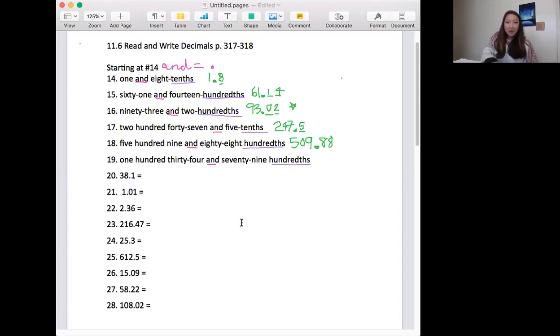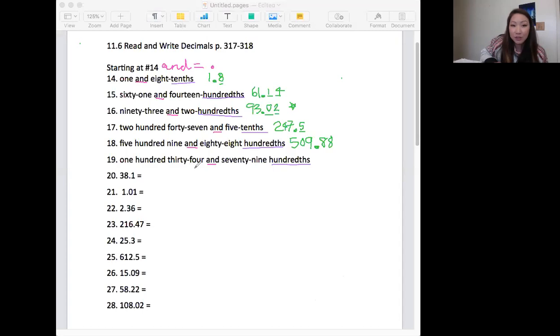Okay, so now number 19. We have 134, so you guys know how to write the whole numbers. 134. It says and, so that means my decimal, and 79 hundredths. So we know we have two place values, and 79 fills up both of them.